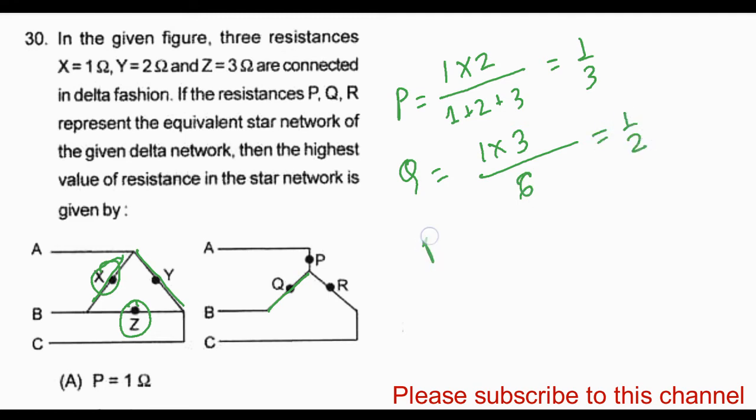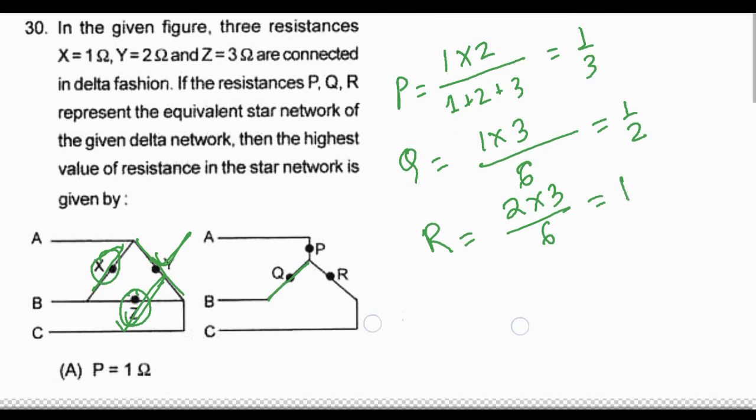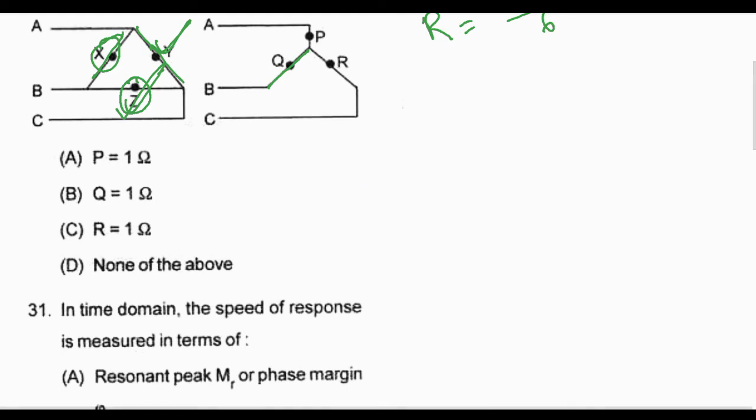And what will be the R value? For R value we have to consider Z and Y. So this will be Z into Y, that means 2 into 3 by 6. This is equal to 1. So what is the highest resistance? The highest resistance is R equal to 1 ohm.